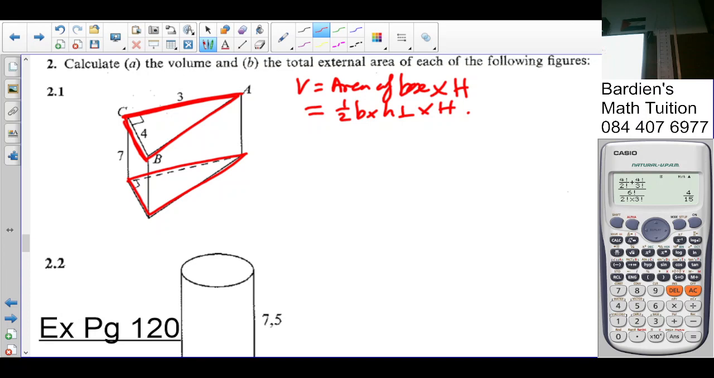Yes. So it's going to be half. What's my base? 4, my height is 3, and the depth of the object? 7. Half times 4 is 2. 2 times 3 is 6. 6 times 7 is 42 units squared. Cubed, absolutely. Yes?